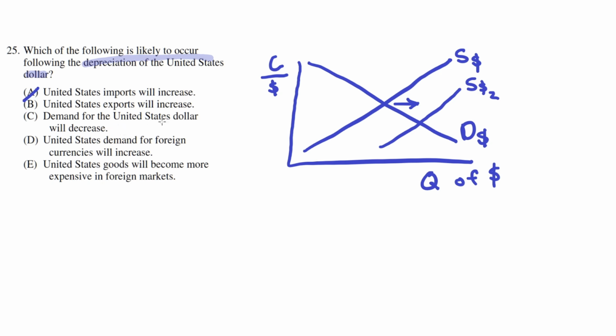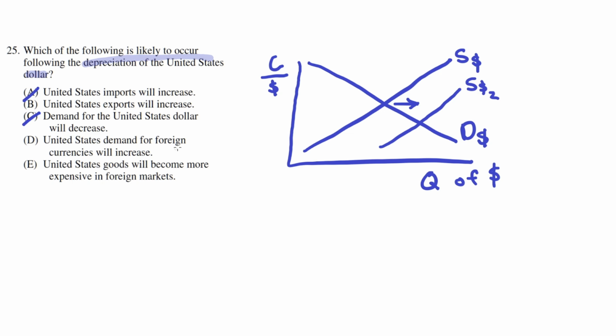C, demand for the United States dollar will decrease. This is incorrect because we just highlighted how the United States exports will increase. If the United States exports will increase, then the demand for the United States dollar must increase because other countries must demand the US dollar to buy goods from the US. So the demand for the US dollar must increase, not decrease.